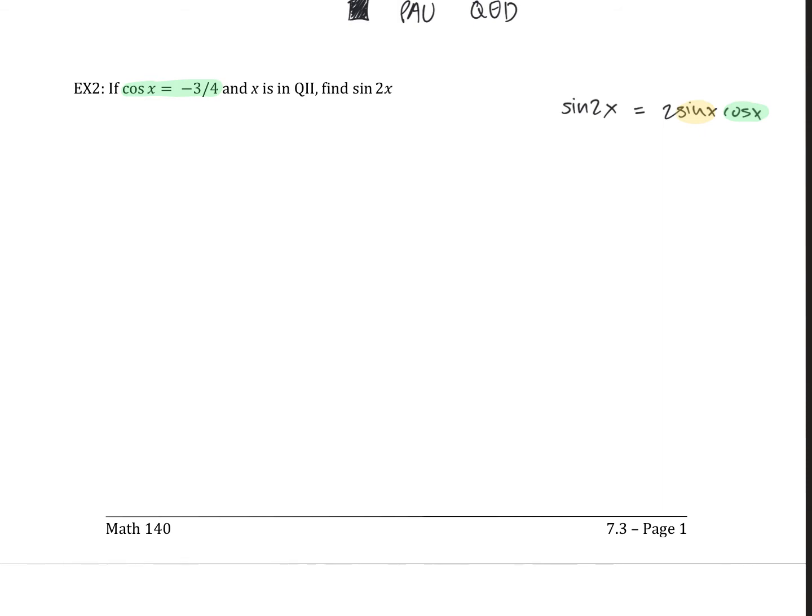Now we do know that cosine and sine are related using one of the identity formulas. So we're going to go ahead and find sine of x using the identity formula, sine squared x plus cosine squared x equals 1. And then solving this, we'll have that sine of x equals plus or minus the square root of 1 minus cosine squared x. Alright, do we know what cosine squared x is? We do, or at least we know what cosine x is. Cosine of x is negative 3/4.